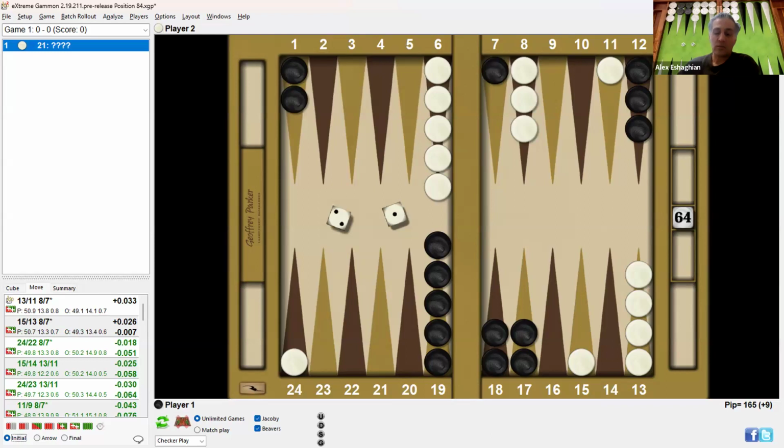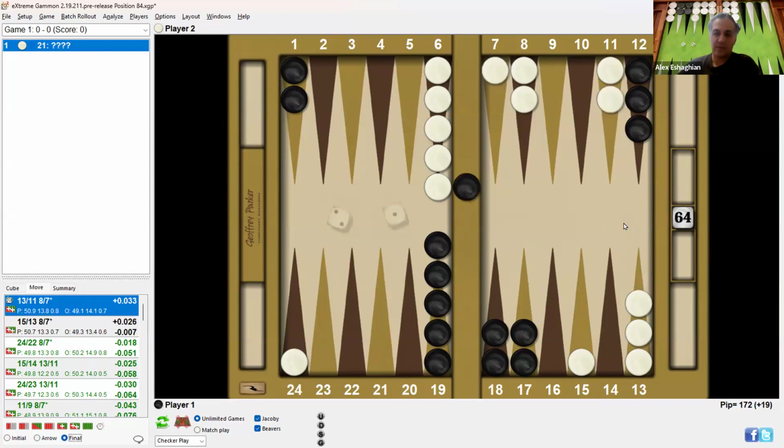The next one is 2-1. So after 2-1, after the top play, the correct play is to play 13-11 and hitting with 8 to 7, resulting in this position. Now you have 1 checker on the bar, you have an anchor against a 1-point board, and you have good 6s from the bar. That means your 6s are diversified.